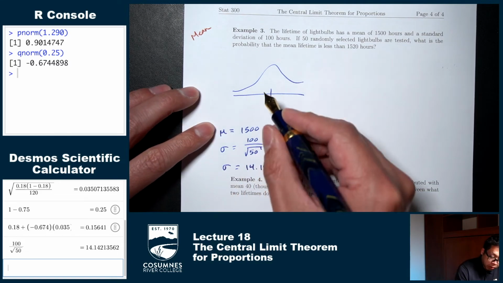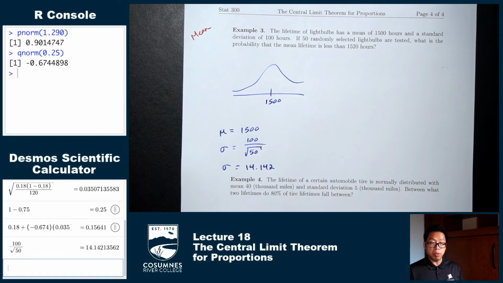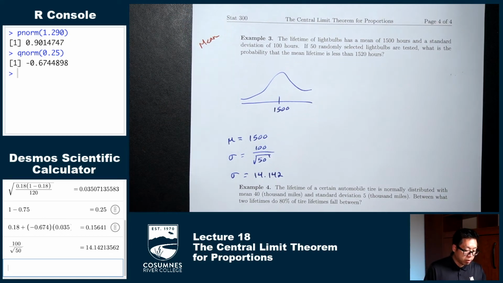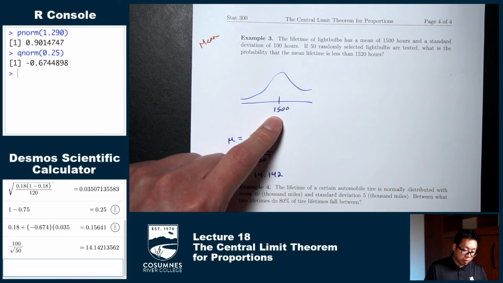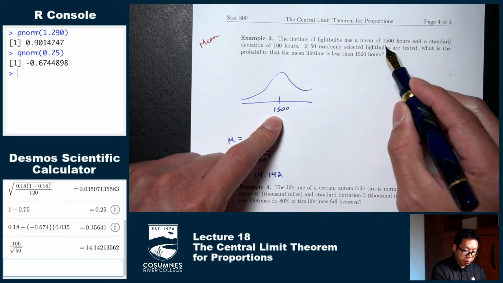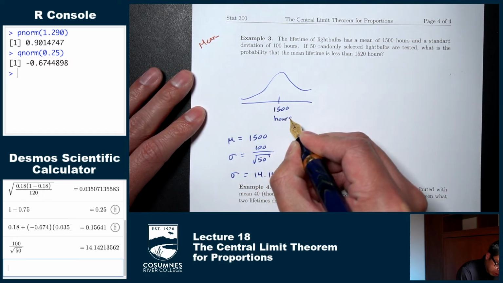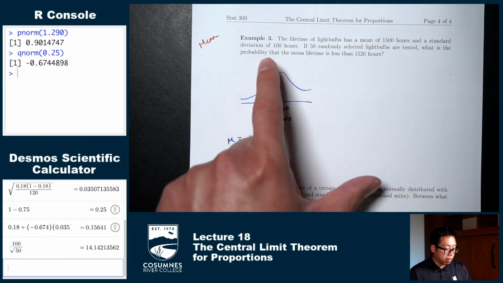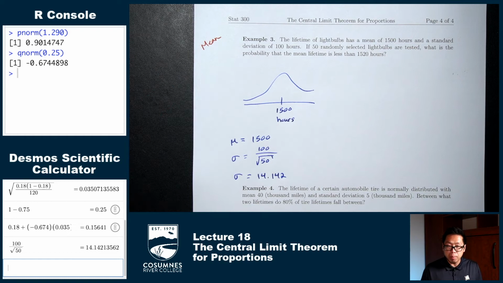So I'll put the mean in the middle, 1,500, and let me label what the x-axis represents. So for mean questions, you do have to read the question and see what the x-axis represents. So 1,500, what is this 1,500? Hours. So you can say hours, or you can say lifetime of light bulbs. So anytime I see hours or lifetime of light bulbs, I know that's going to be an x.